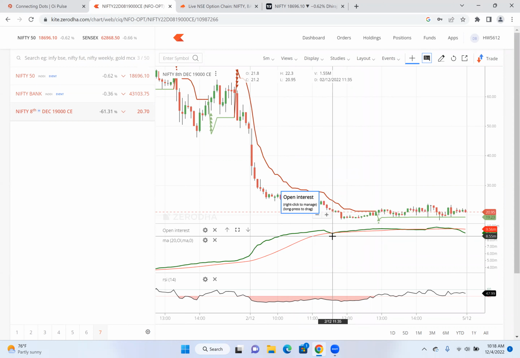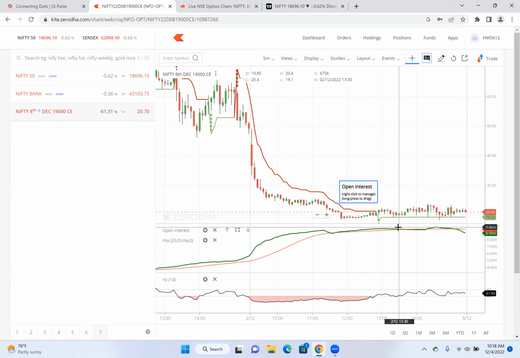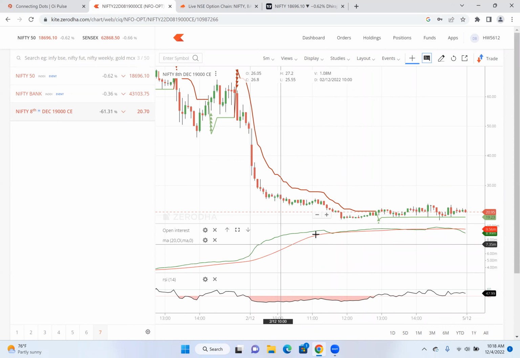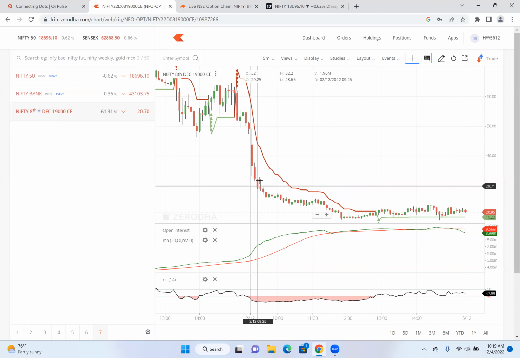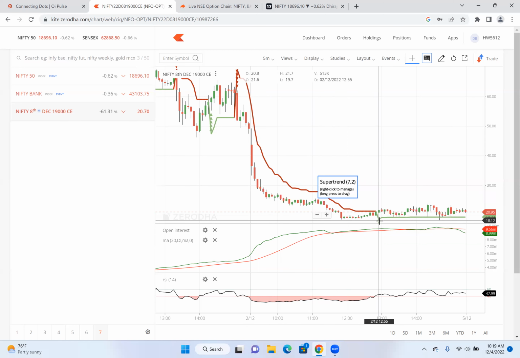And the third condition is when the OI starts falling. As you can see, towards the end, this is about 1 o'clock or 12:50, 12:55, the super trend turned positive. You sold this option. Even if you sold here, open was 32 rupees. So you would have sold it at 30, 32 rupees, and you would have got out at 20 rupees. You would have made 12 rupees profit. Is that clear to everyone?